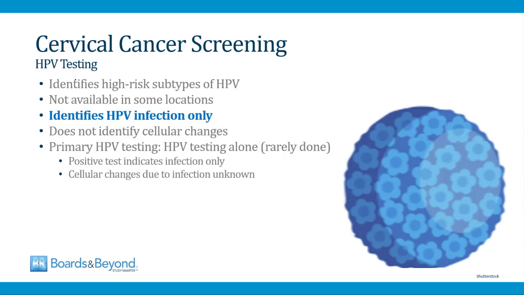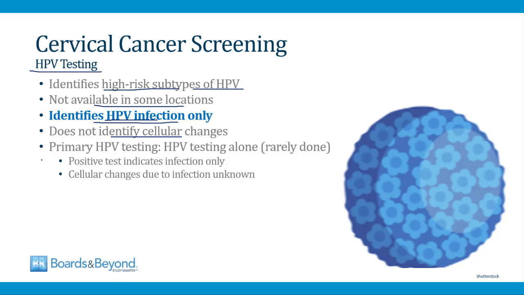An alternative to the Pap smear for cervical cancer screening is HPV testing. This testing also analyzes a sample of cervical cells, but it identifies specific high-risk subtypes of HPV virus. It's not available in all locations. Pap smear is widely available, but HPV availability is more limited. And importantly, it identifies HPV infection only. It doesn't tell you if the epithelium has begun to change because of HPV. That's what a Pap smear will tell you. This will tell you only that HPV infection has occurred.